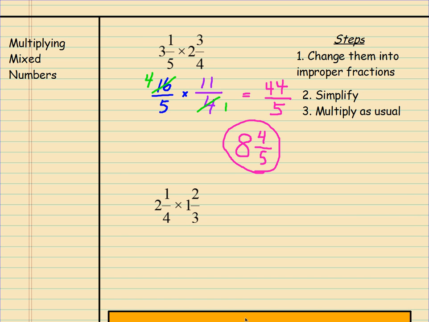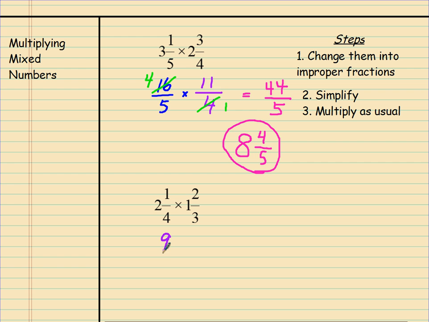One more example. Mixed numbers. First step, change them into improper fractions. Change this, 2 1/4. That's 4 times 2 is 8. 8 plus 1 is 9. Use the same denominator. 3 times 1 is 3. 3 plus 2 is 5. Same denominator.